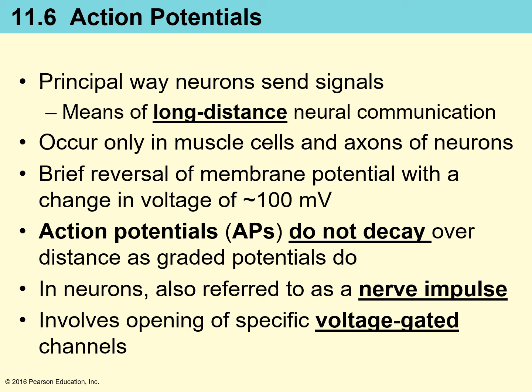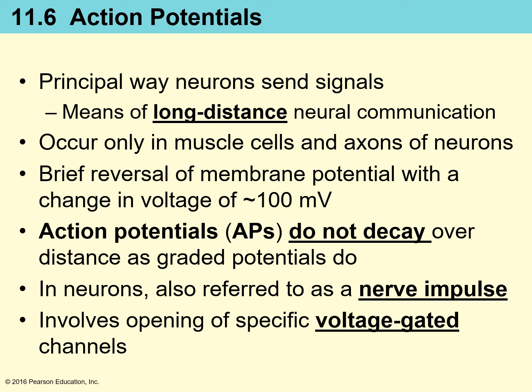higher, significant change in the voltage. It can be as much as 100 millivolt change. It can go from -70 to a +30. The action potential is not going to decay, so that's why it's able to cover a larger distance. In neurons, this is the nerve impulse.